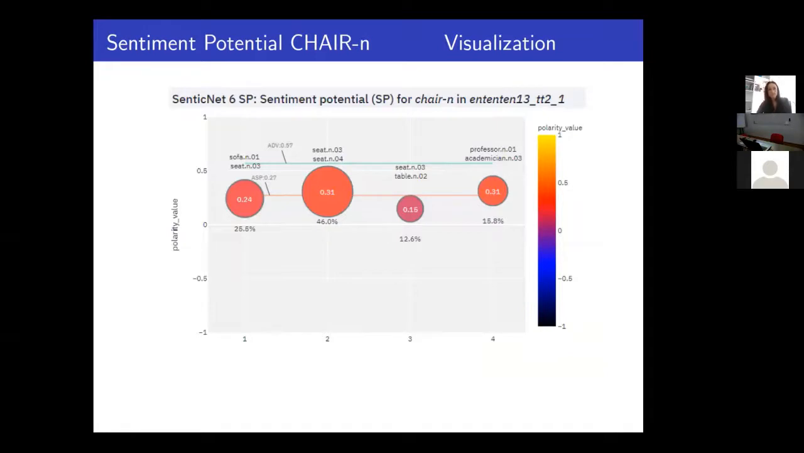So if you look at the meaning of the noun chair here, you see three circles. Each represents a different sense of the word and a different community. And on the right, you have the scale from -1 to 1, from cool tones to warm tones. So the higher the positioning of the circle, the more positive the meaning is. And this is reflected also in the color. And the size of the community reflects the weighted size of the subgraph.